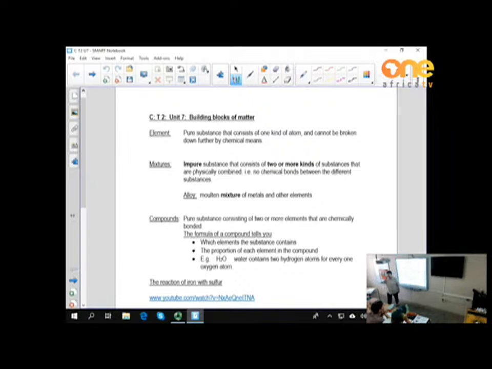Now, when we did the kinetic theory, the first thing on that theory tells us all matter consists of particles. What we are going to have a look at in this module is what these particles are. Depending on what we have, we get different types of bonds. You've done covalent bonding and ionic bonding. Another one that we will be doing soon is metallic bonding.